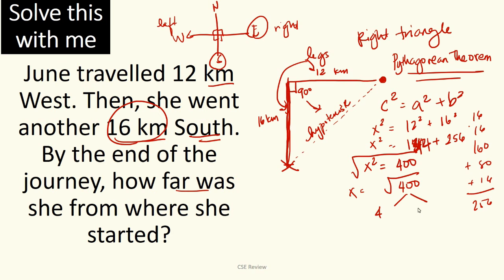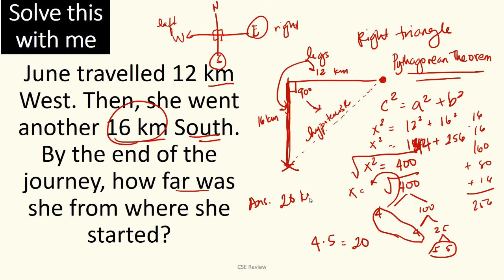Okay? So, you have 4 and 100. You have 4 and 25. And then 25 is 5 and 5. Now, pwede na sila magkapares. So, you have 2 4s and 2 5s. Pwede natin sila ilabas sa payong. So, 4 times 5 or 20. So, the answer is 20 kilometers. 20 kilometers yung hypotenuse, kaya 20 kilometers yung distance nila.